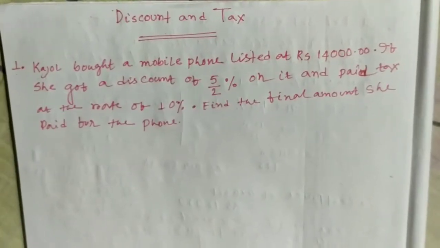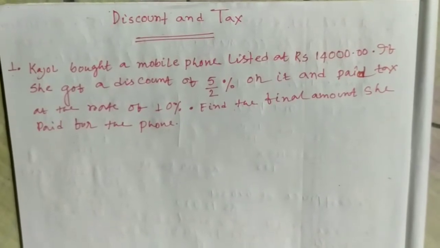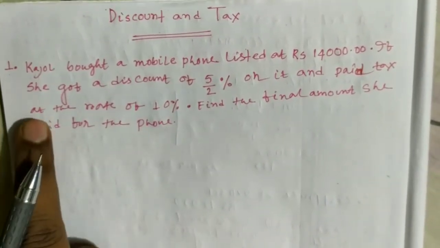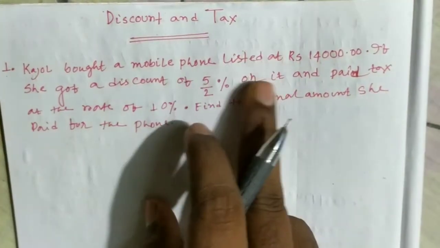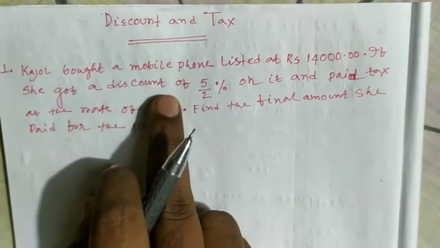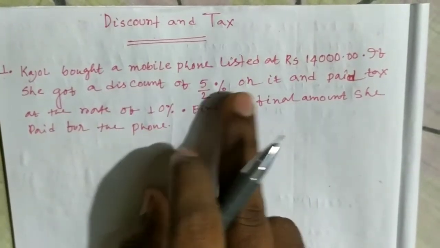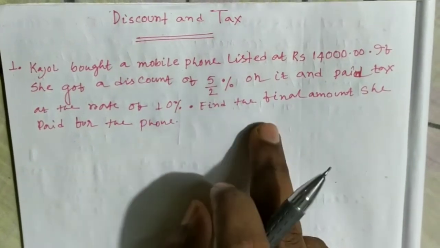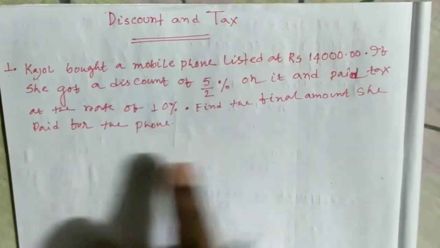Hi, today's topic: some numerical problems on discount and tax. Problem number 1. Kajol bought a mobile phone listed at rupees 14,000. If she got a discount of 5 by 2% on it and paid tax at the rate of 10%, find the final amount she paid for the phone.